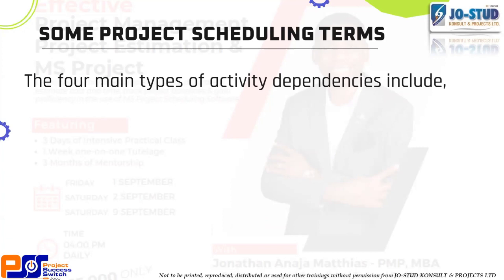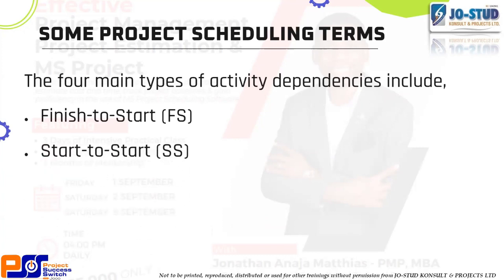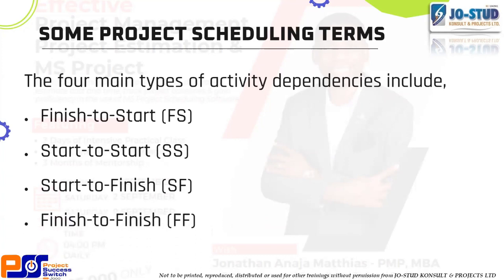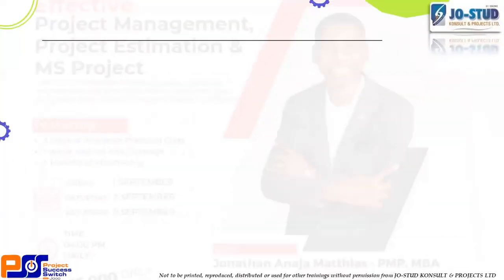Now, what are the 4 main dependencies? Number 1, finish to start. Number 2, start to start. Number 3, the relationship that a predecessor and successor can have is start to finish. Number 4 is finish to finish. You are going to be using finish to start and start to start most. So I will explain them, then I will share my screen and do some illustrations on the board for us, right? Now, what is finish to start?